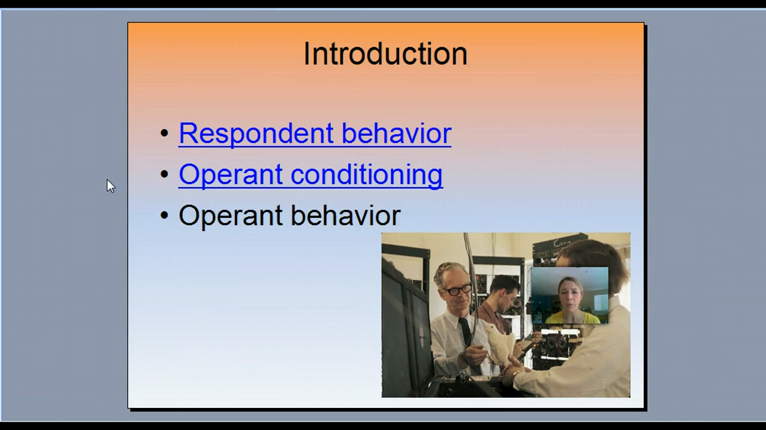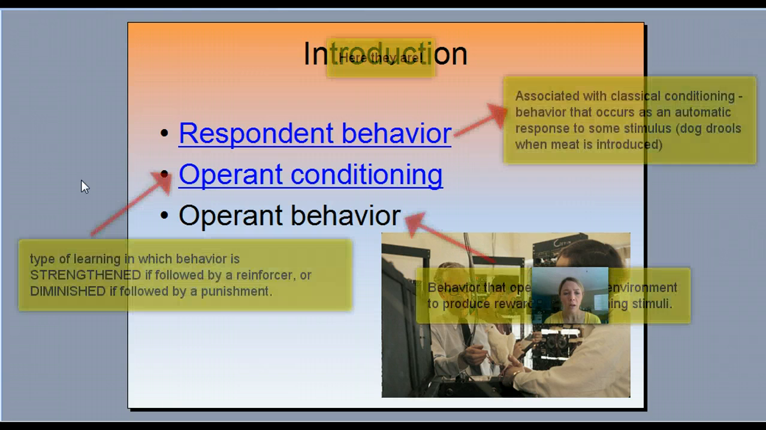So operant behavior means that the behavior operates depending on the environment. Okay, so I'll put little blurbs in there after the little yellow boxes with all the magical information, so that you have more information to write down on that.